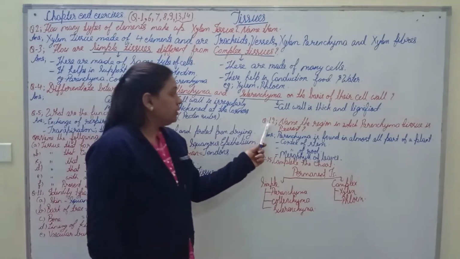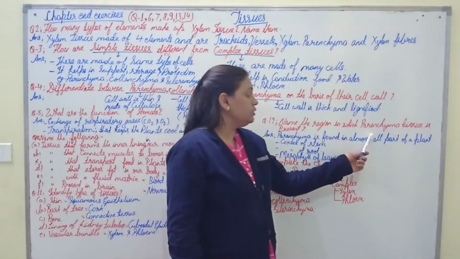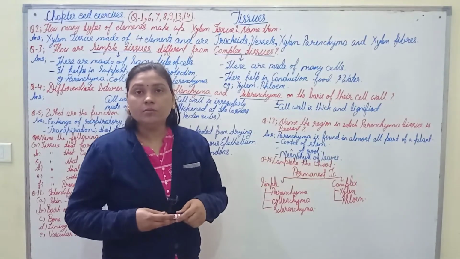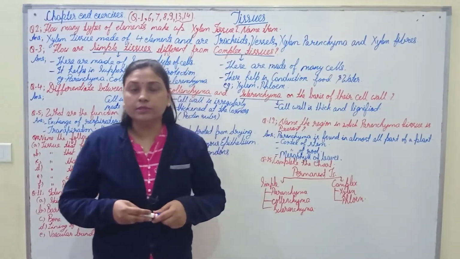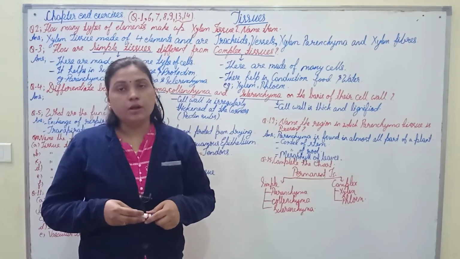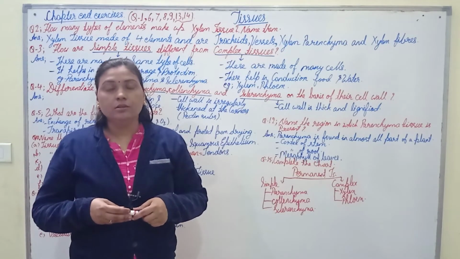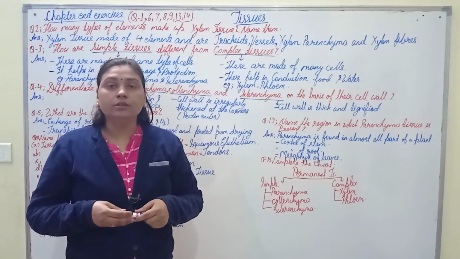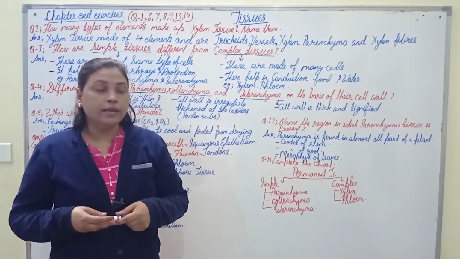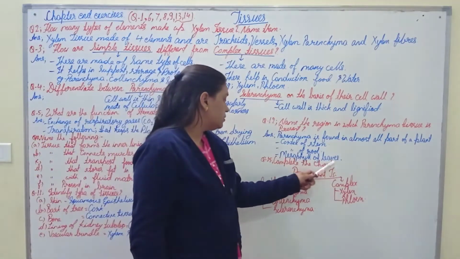Next, question number 12 is name the region in which parenchyma tissue is present. Parenchyma is the simple permanent tissue, and it is found in almost all parts of the plants. For example, it is found in the ground tissue or cortex of stem, cortex of root and mesophyll of leaves.